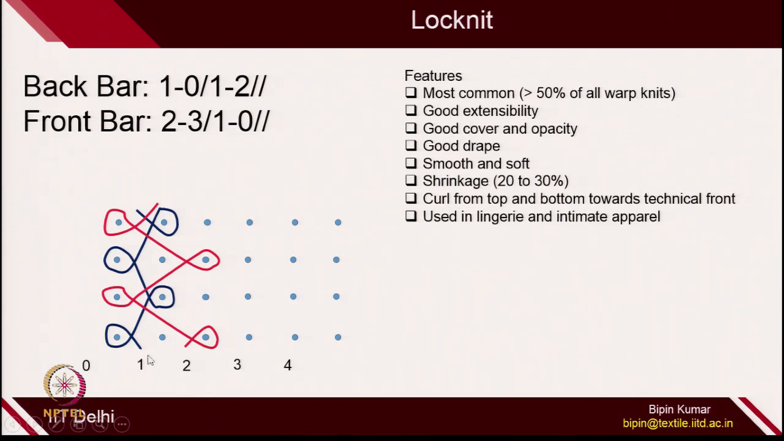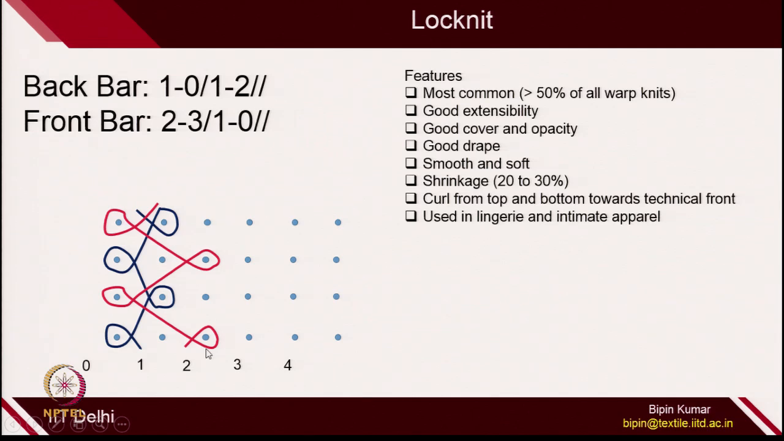Also, it has good cover. The reason being, if you see the underlap, it is crossing across columns. The floating length of the underlap from the front bar is actually passing through the other columns, due to which it is occupying some space in the fabric. So, it has very good cover and opacity. Also, it has good drape because it has good extensibility.